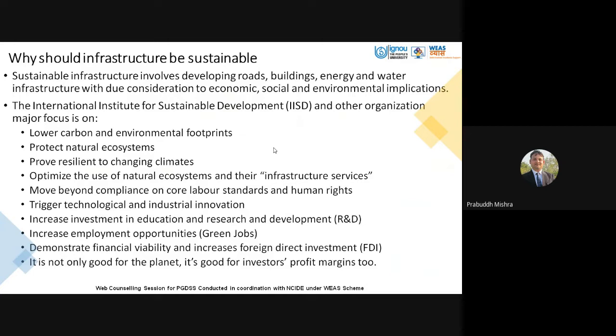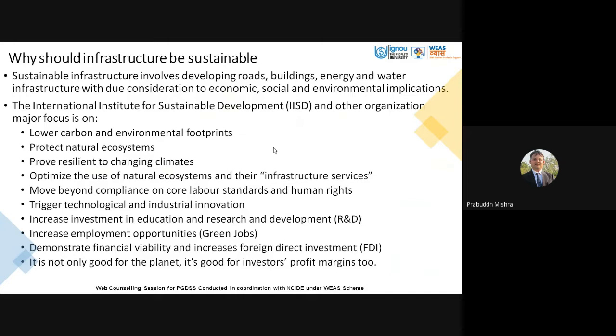So what we have to do, our infrastructure development should be in sync with the environmental policy, in sync with the EIA, environmental impact assessment, and SIA, social impact assessment. Whatever infrastructure we are developing should be in sync with the EIA and SIA. Hope you know the environmental impact assessment and social impact assessment.